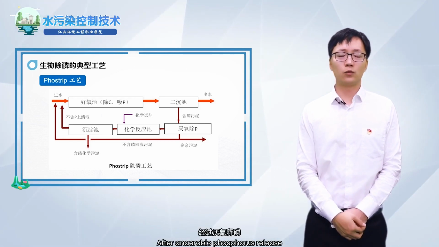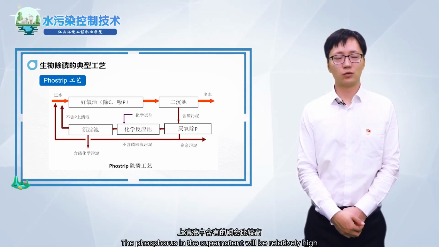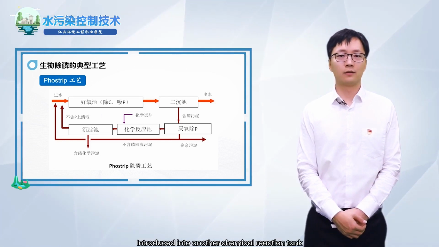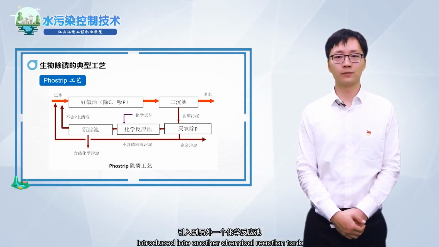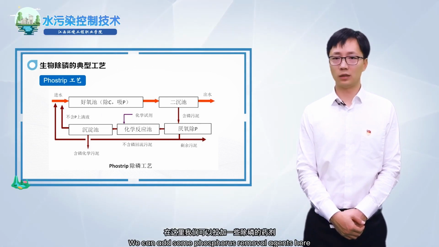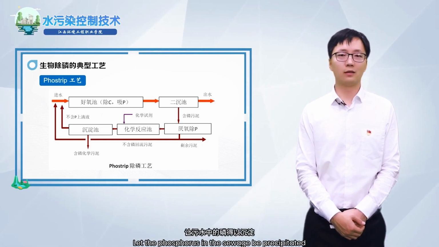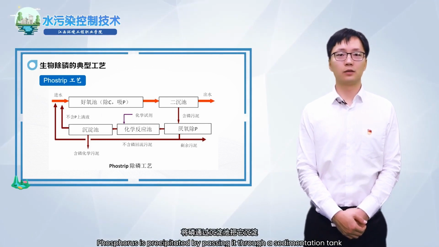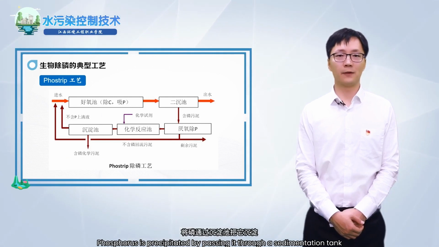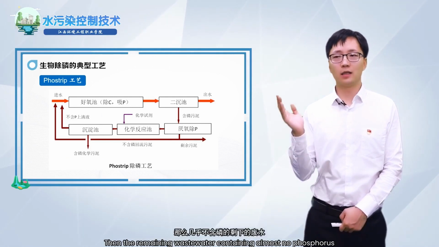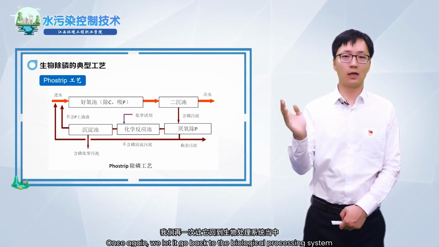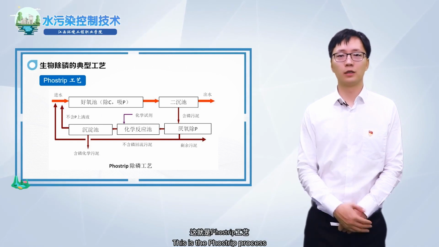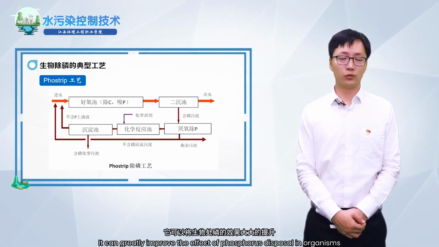After anaerobic phosphorus release, the phosphorus in the supernatant will be relatively high. What about this? We can introduce the supernatant into another chemical reaction tank. We can add some phosphorus removal agents here, letting the phosphorus in the sewage be precipitated. Then it immediately enters the sedimentation tank. Phosphorus is precipitated by passing it through the sedimentation tank. Then the remaining wastewater, containing almost no phosphorus, we let it go back to the biological treatment system once again. This is the Phostrip process. It can greatly improve the effect of phosphorus removal in organisms.